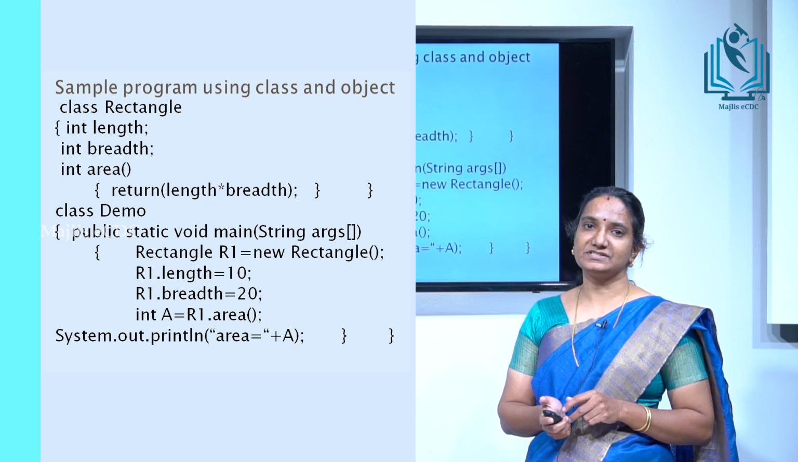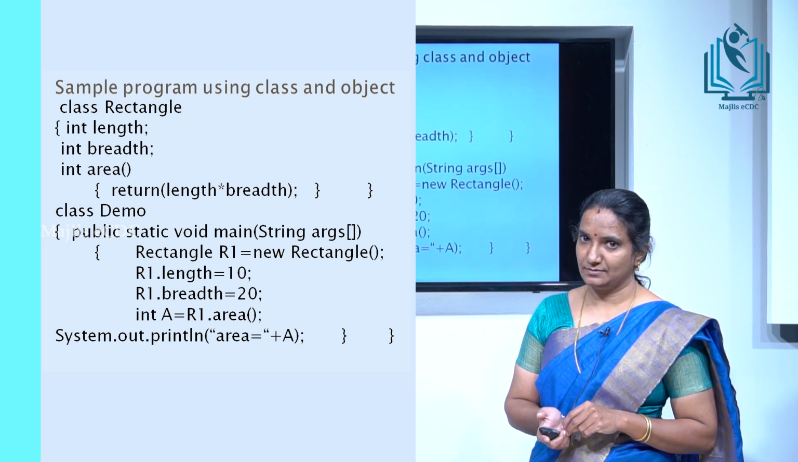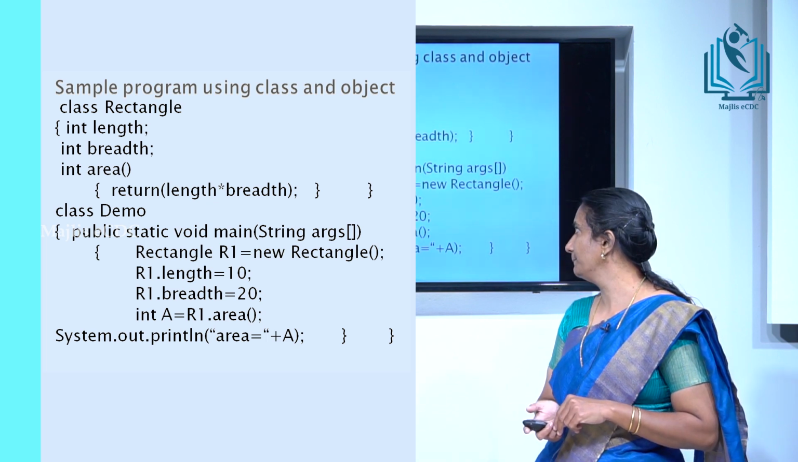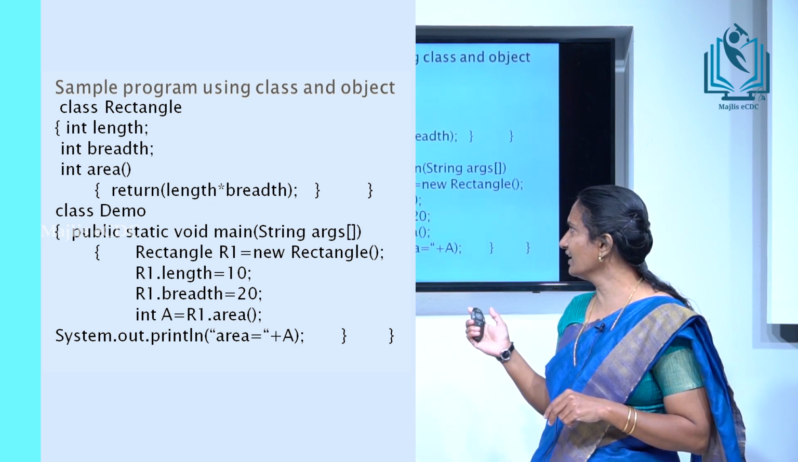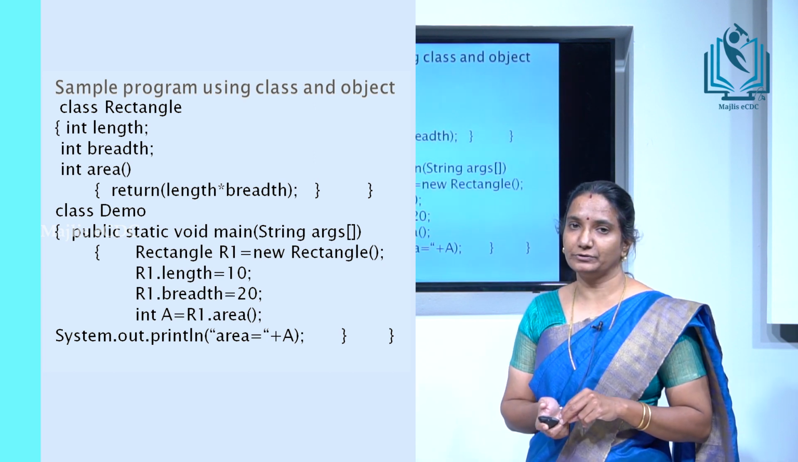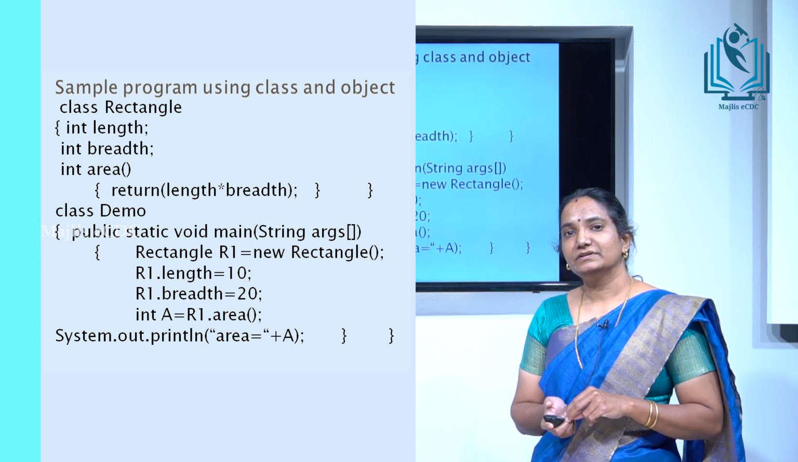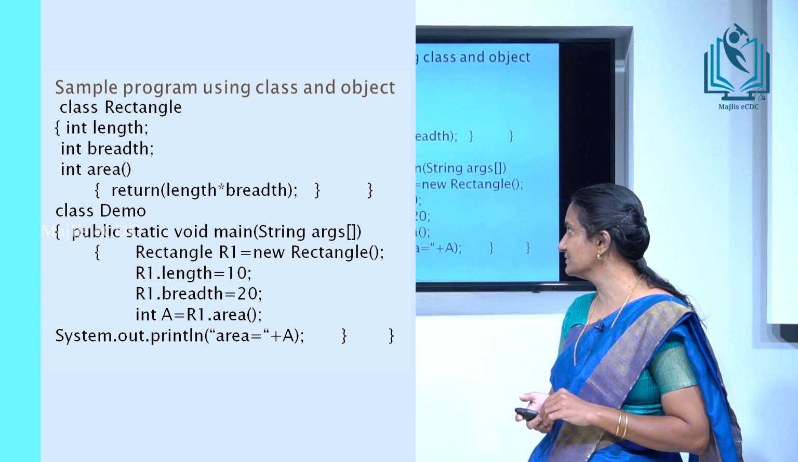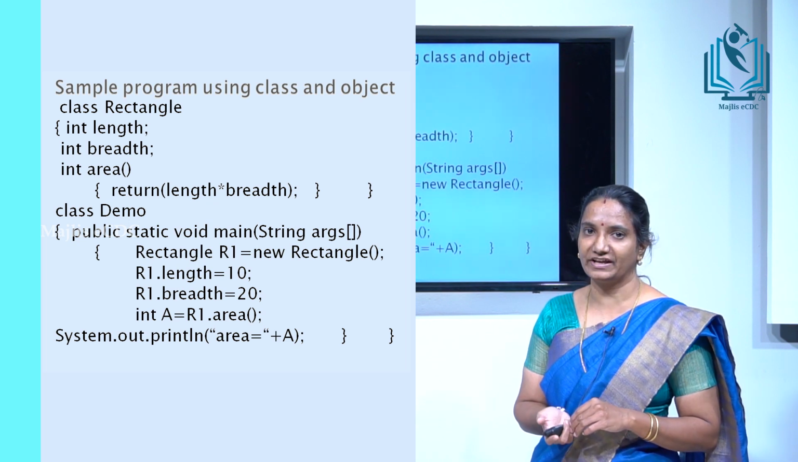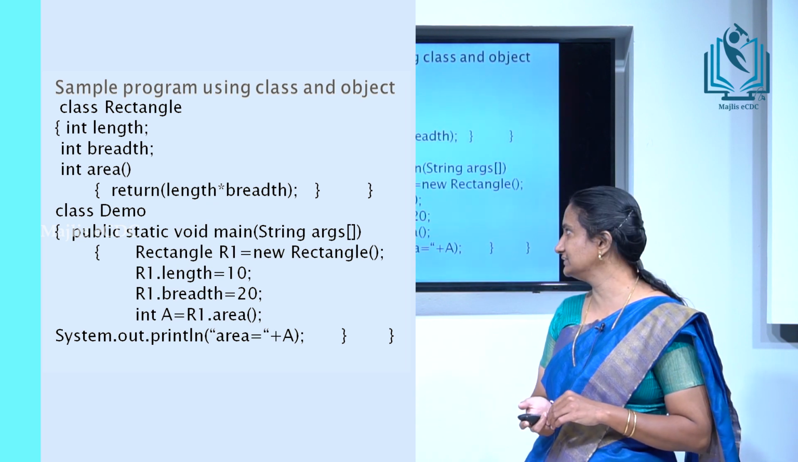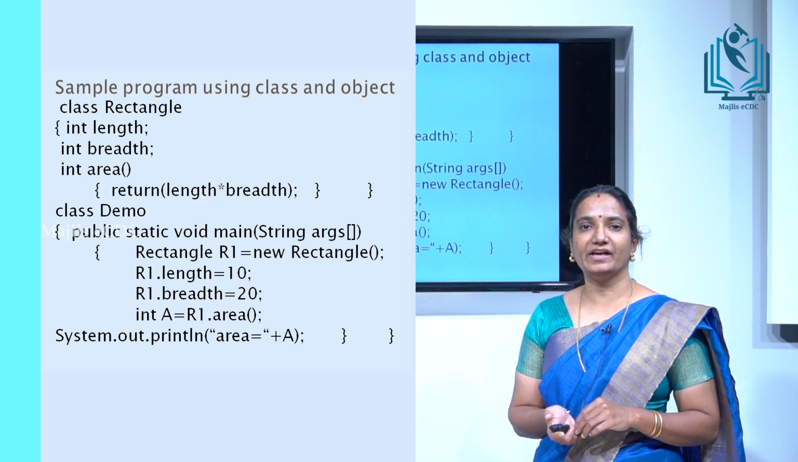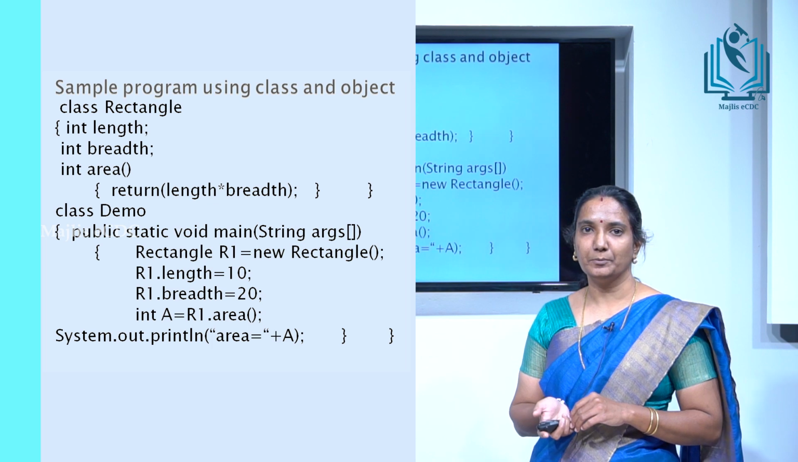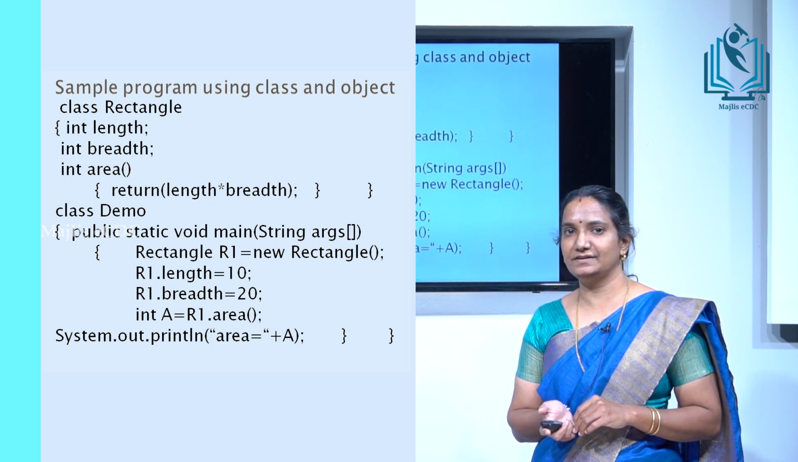Then our next step is we have to create objects. So the object is created in another class inside void main. Rectangle r1 equal to new Rectangle. Then accessing variables inside the class using the dot operator. That is, r1 dot length equal to 10, r1 dot breadth equal to 20, int a equal to r1 dot area. Then that value is printed on our standard display.